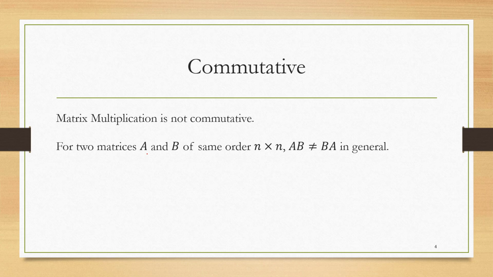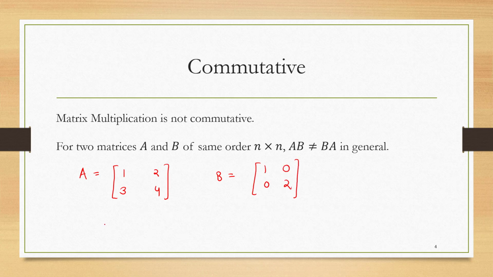So let's see how. Let's take two matrices of the same order n cross n, because if they are not of the same order, then we have already seen that AB and BA are not of the same order and we can directly say that they are not equal. So here I am taking a particular case where they are of the same order n cross n. Let's take A equal to this 2 cross 2 matrix 1 2 3 4 and B equal to 1 0 0 2.